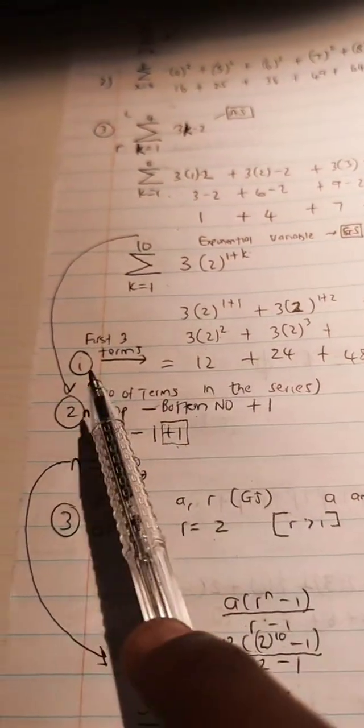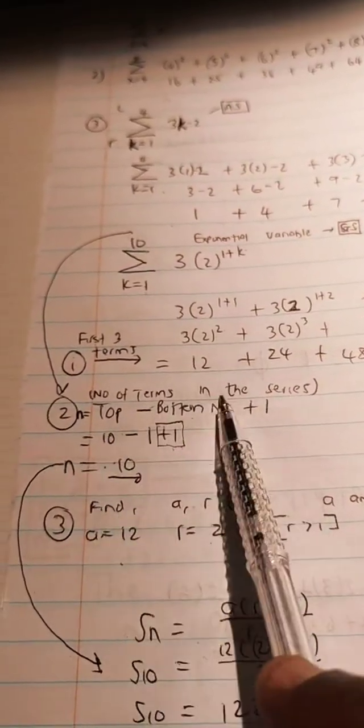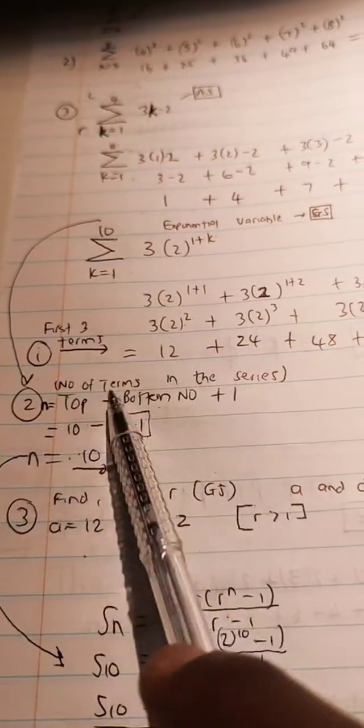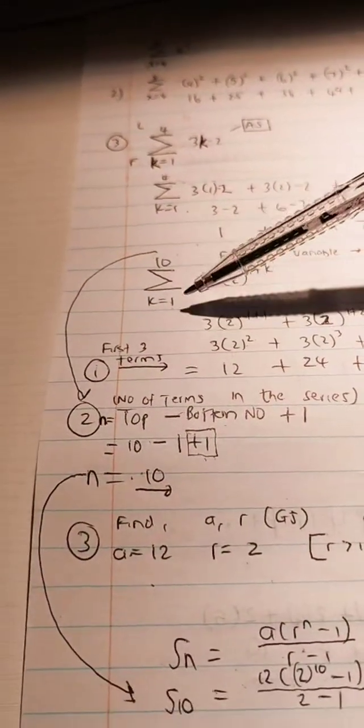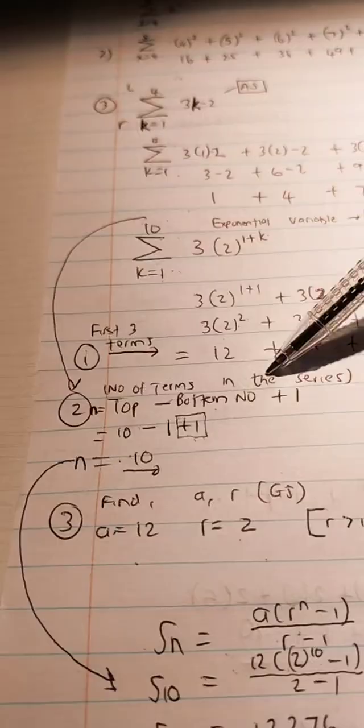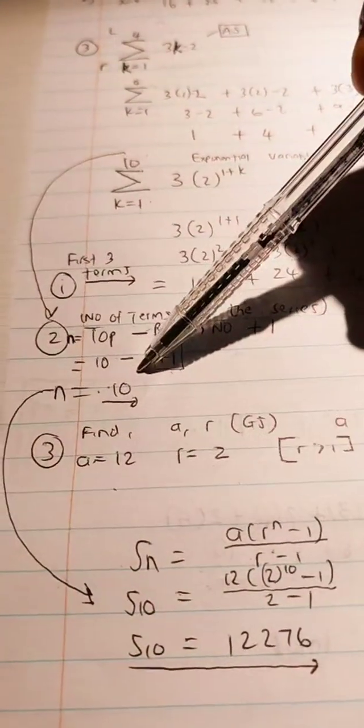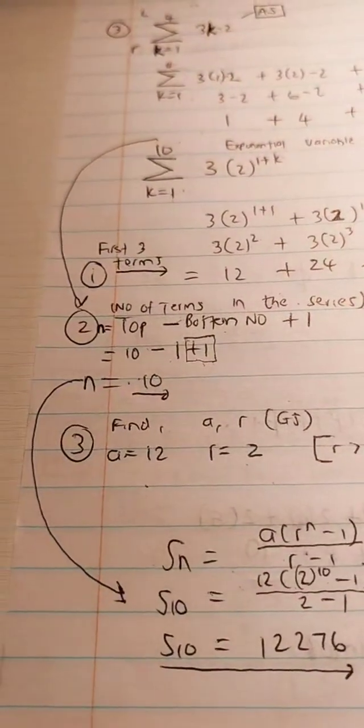From there, please establish how many terms there are in the series. How? By taking the top number minus the bottom number and adding 1. There are 10 terms in the series.